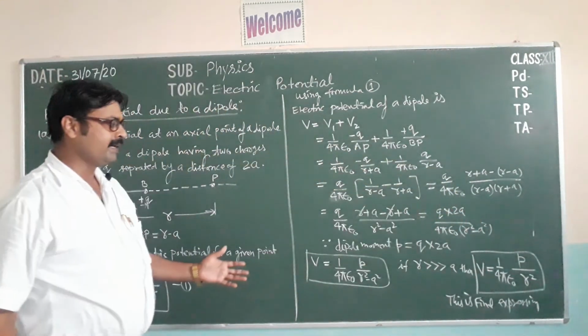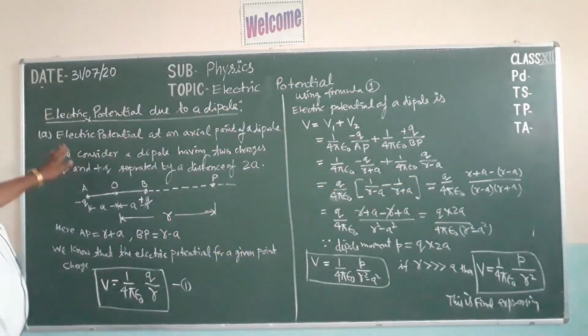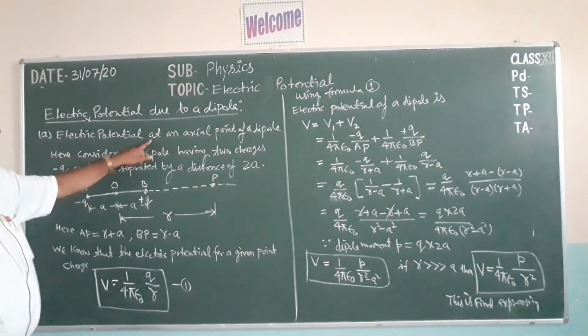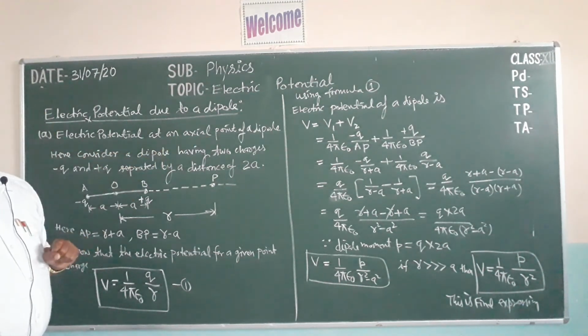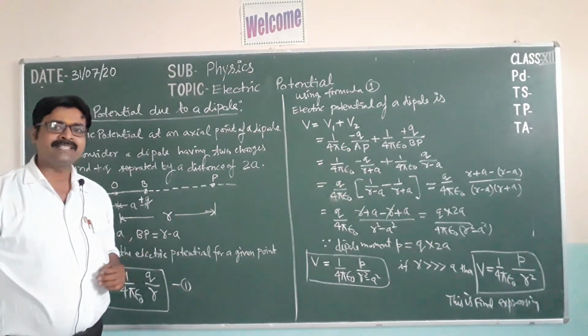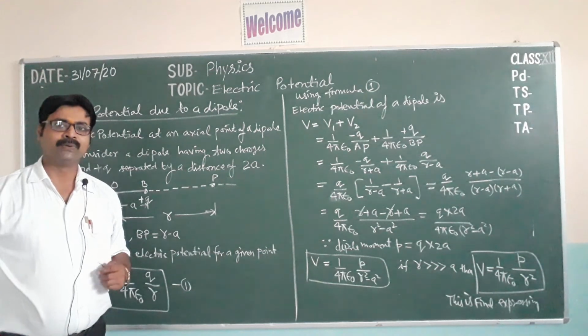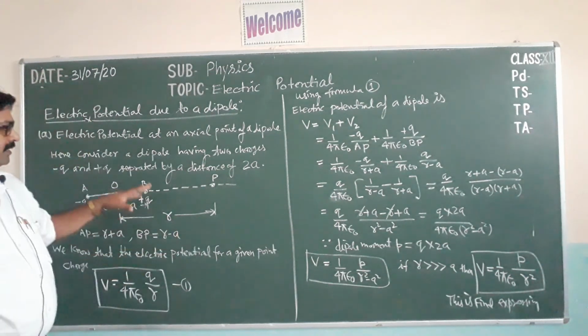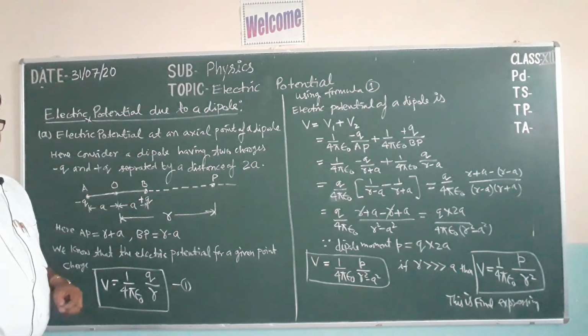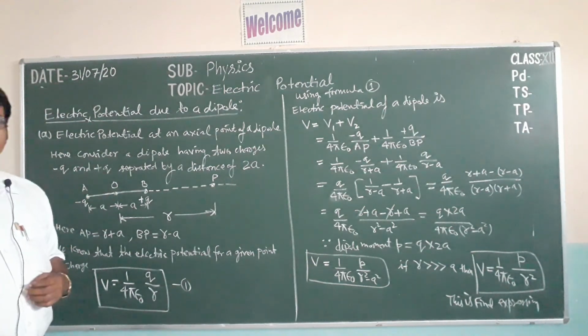So my dear student, this is the final expression of electric potential due to a dipole, but for only one case, and the case is electric potential at an axial point of a dipole. For the next cases, we will give you the next video. This is the brief introduction about electric potential due to a dipole.